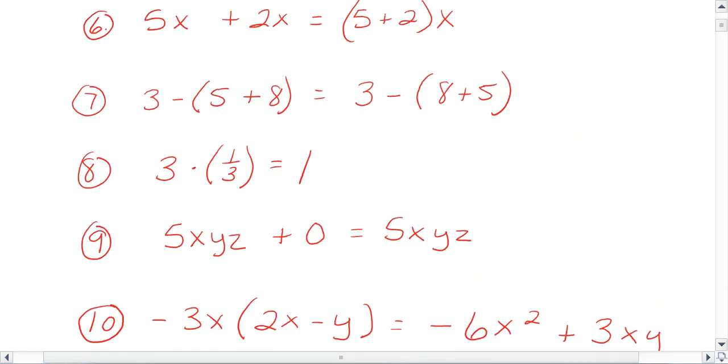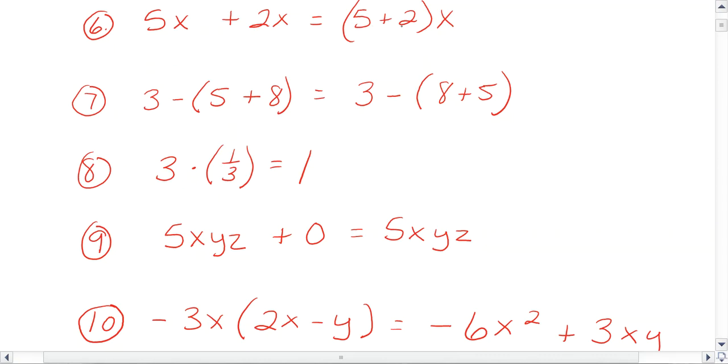Okay, for these examples 6 through 10, could you just hit pause on the video for a moment, take a minute, and identify the property that's illustrated with each of these. All right, now that you have written down your thoughts on what these properties are, let's go through them together.